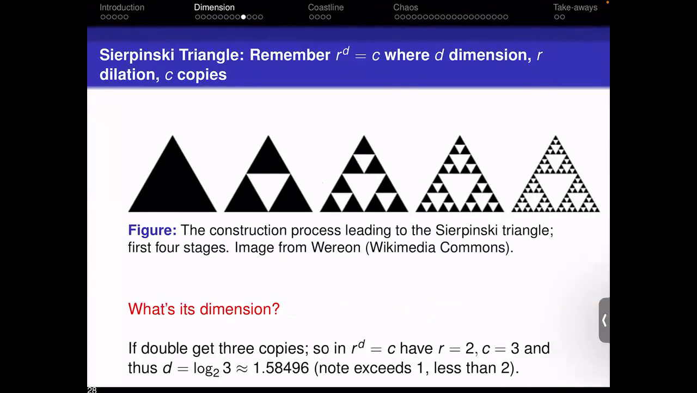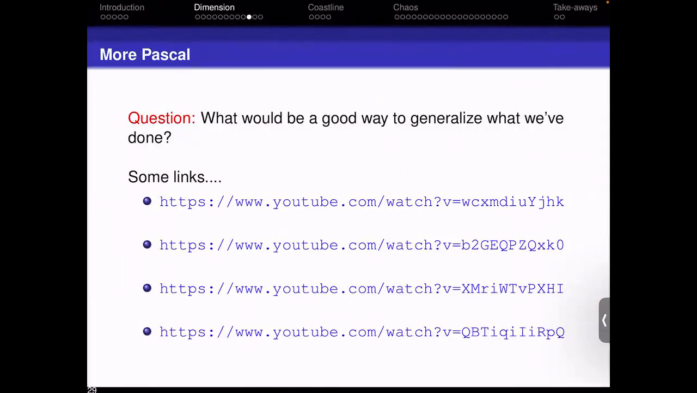So I would solve the equation r to the d equals c. So if r equals 2, c equals 3, then d is going to be the log of 3 base 2, about 1.58. And again, that fits with our intuition, greater than 1, less than 2.